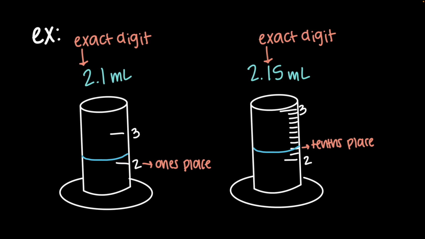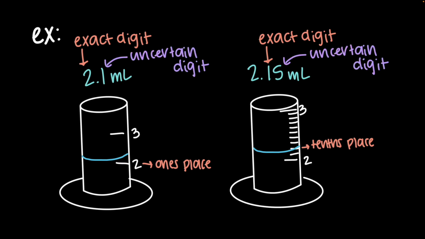We will always have an uncertain digit after the exact digit, and the uncertain digit is the guessing digit. The graduated cylinder with 2.15 milliliters is reporting more significant figures, so this will be a more precise value. And the graduated cylinder with 2.1 milliliters has fewer significant figures and will have a less precise value. Significant figures are so important so we know the degree of uncertainty that we have for each device that we are using to measure in chemistry.